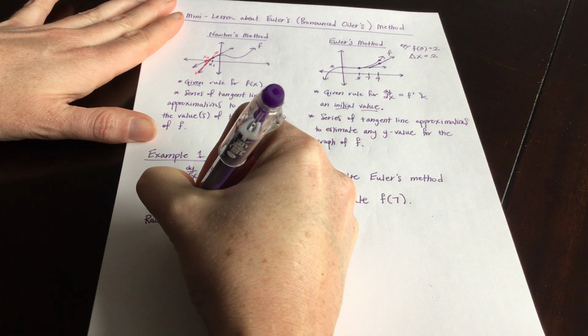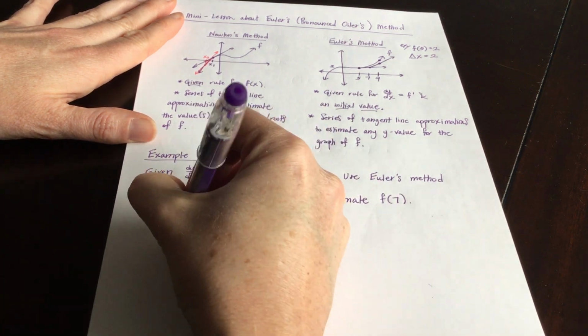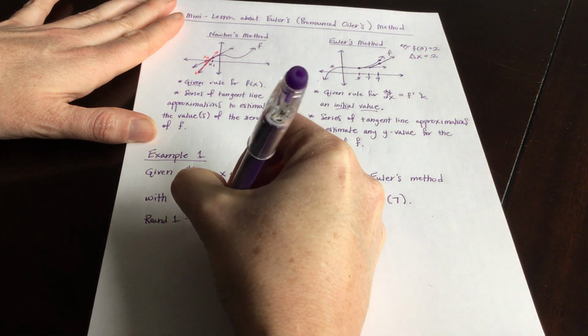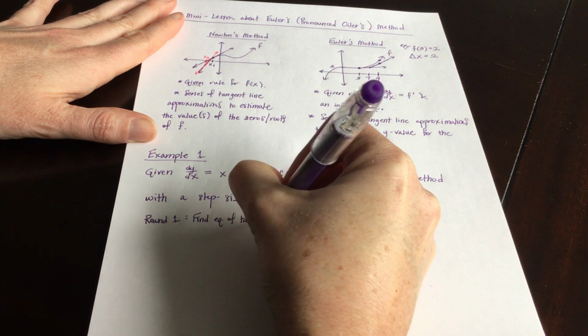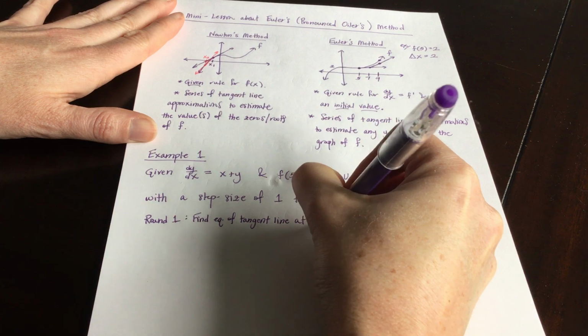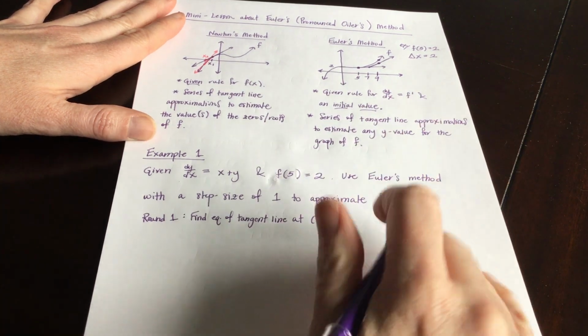What you do is you find the equation of the tangent line at the initial condition, which would be 5, 2. Okay? So how are we going to do that?